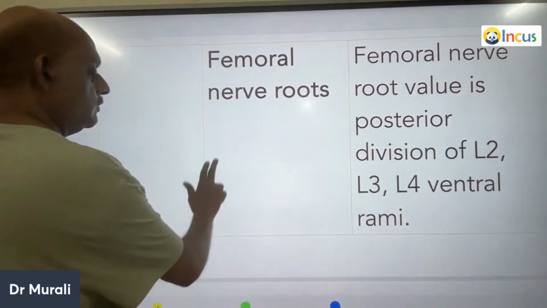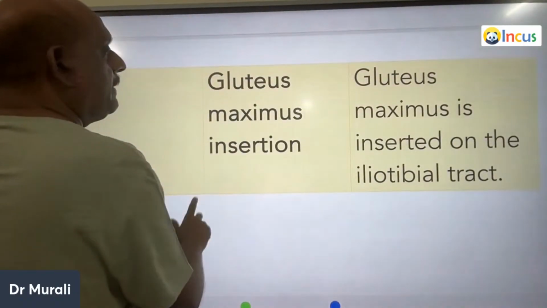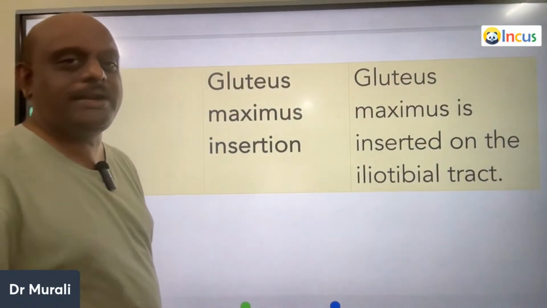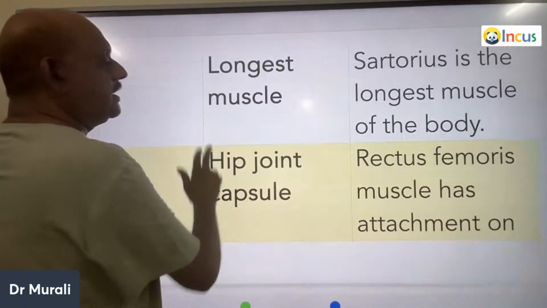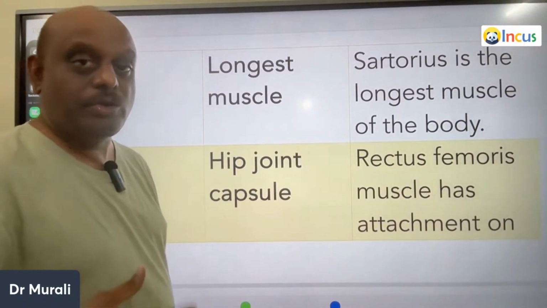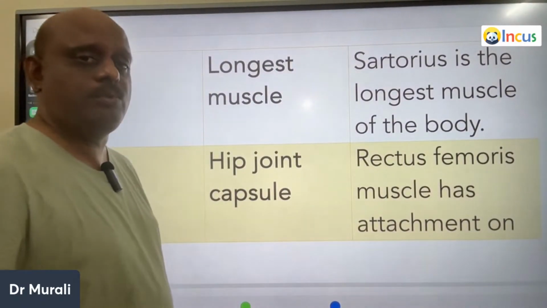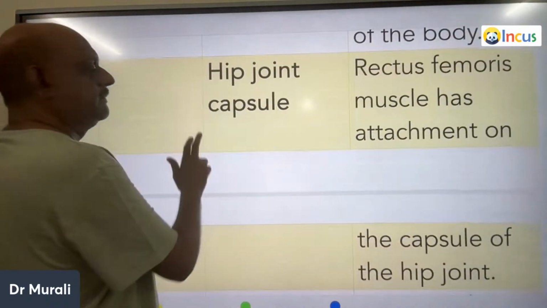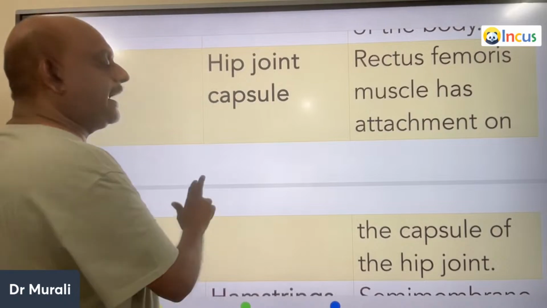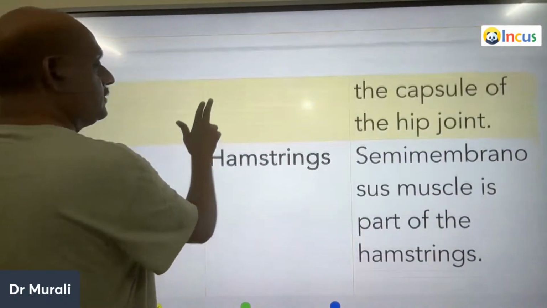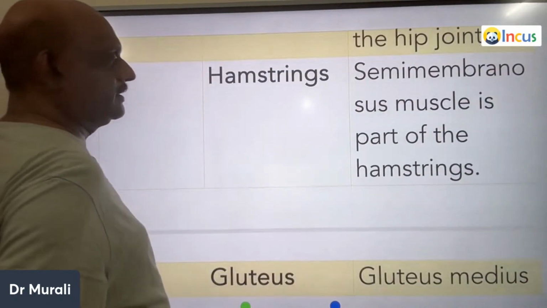Right, doctor? Now, gluteus maximus. It is inserted onto the iliotibial tract. Sartorius is the longest muscle of the body. Which is the longest? Sartorius. Rectus femoris typically attaches on the capsule of the hip joint. Capsule of the hip joint.